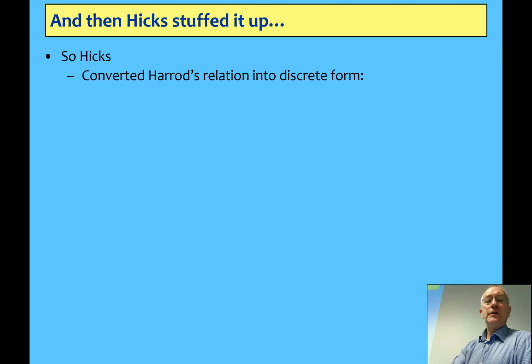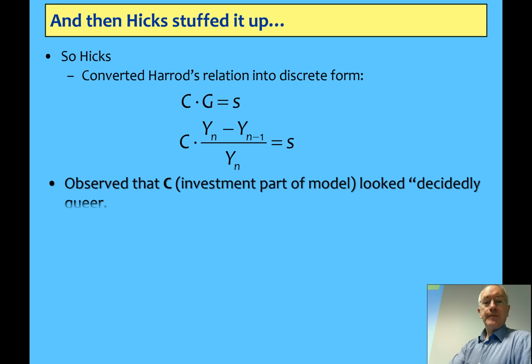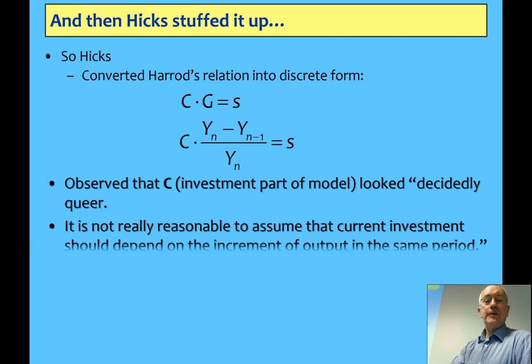So what he does, first of all, he converts Harrod's relationship into discrete form. So the form I've showed you beforehand, even though it's kludgy, was actually effectively continuous time. So that's the continuous time expression. And what Hicks did was say, well, growth is actually y_n minus y_(n-1) over y_n. Okay, so we're in discrete time now. Then he said that C, the investment part of the model, looks decidedly queer. He says, it's not reasonable to assume that current investment should depend on the increment of output in the same period. Well, that's a reasonable statement. Okay?